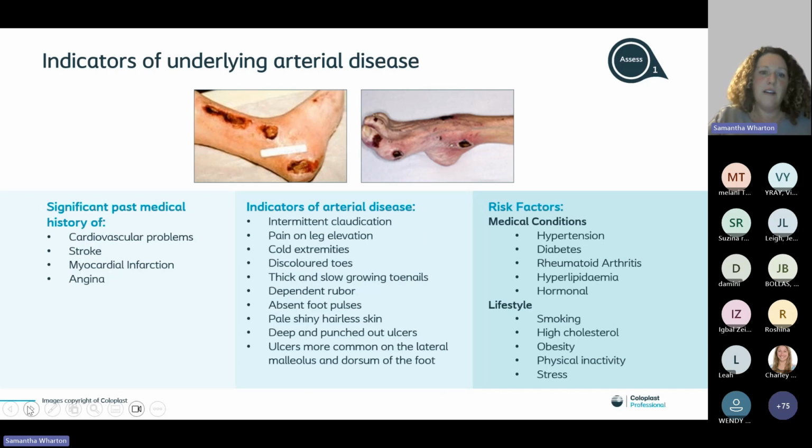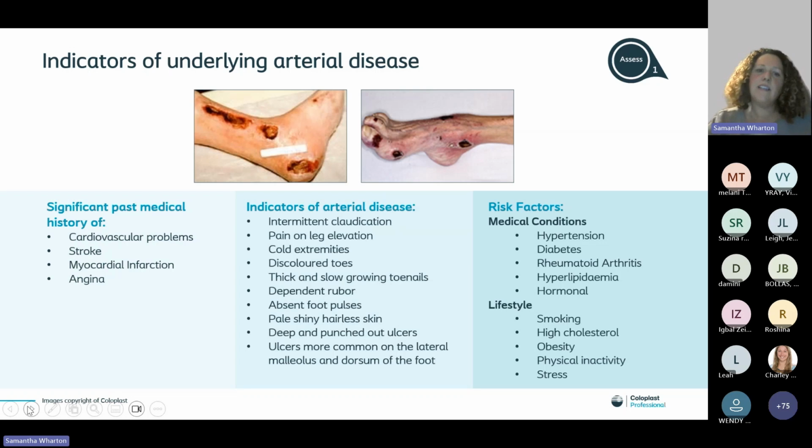Looking at arterial now, so you can see on these 2 images, very punched out, lower down on the leg, and some of the significant medical history, so cardiovascular problems, stroke, MI, angina. So these are all sort of indicators, or you'd be thinking that might be more arterial in nature. Indications of arterial disease, so intermittent claudication.